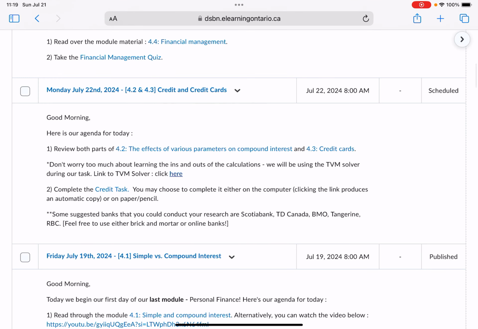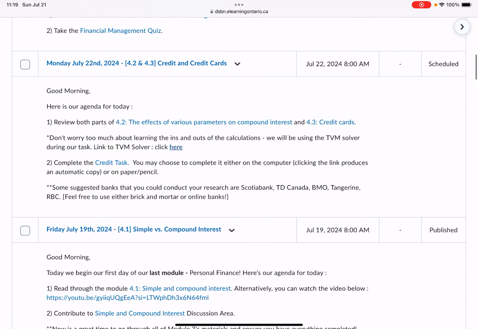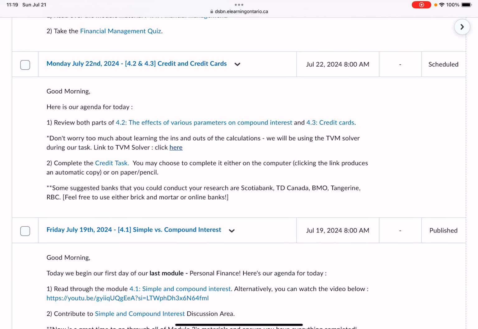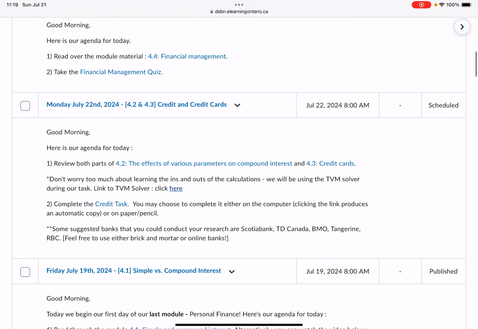Okay, so now we're getting deeper into our finance section. Just as a recap from Friday, we did simple and compound interest. Now what we're going to do is switch to more of a research guided section where you're going to be researching both banks and some vehicles as well that maybe you're looking to purchase in the future.